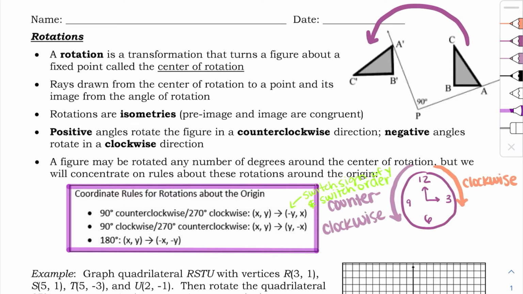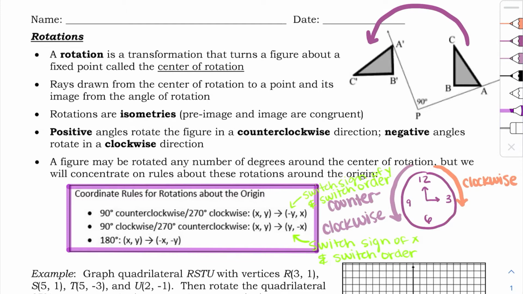For 90 degrees clockwise and 270 degrees counterclockwise, these will also put you in the same position. The rule for this is (x, y) changes to (y, negative or opposite x). So for this one, you will switch the sign of x and then switch the order of x and y.